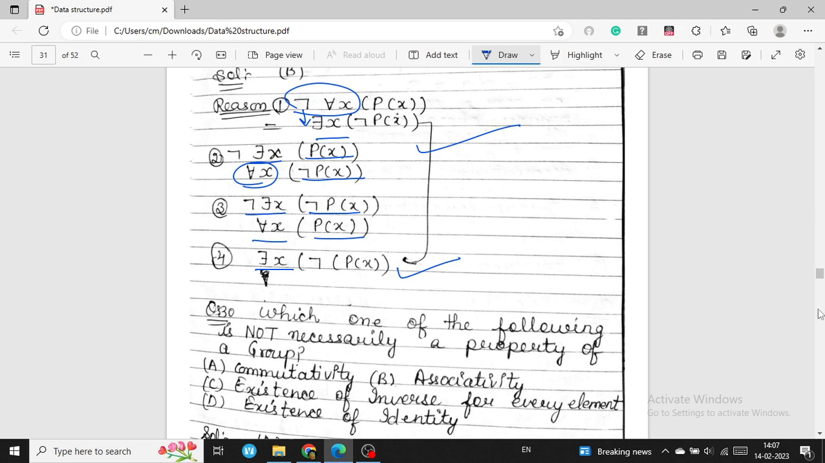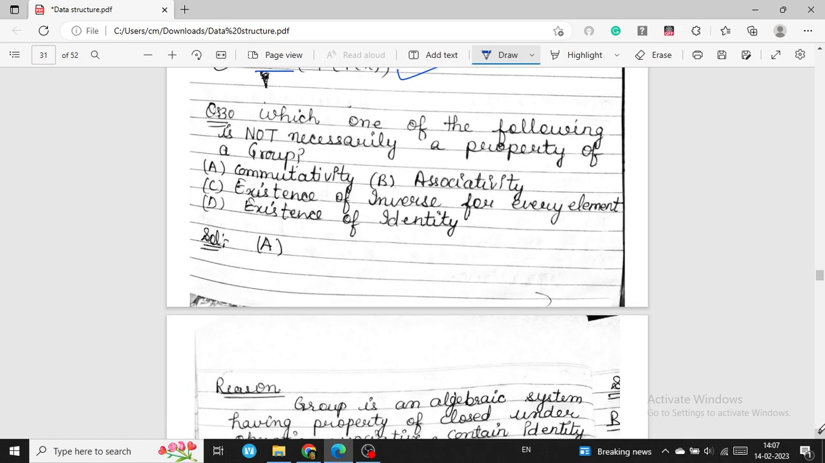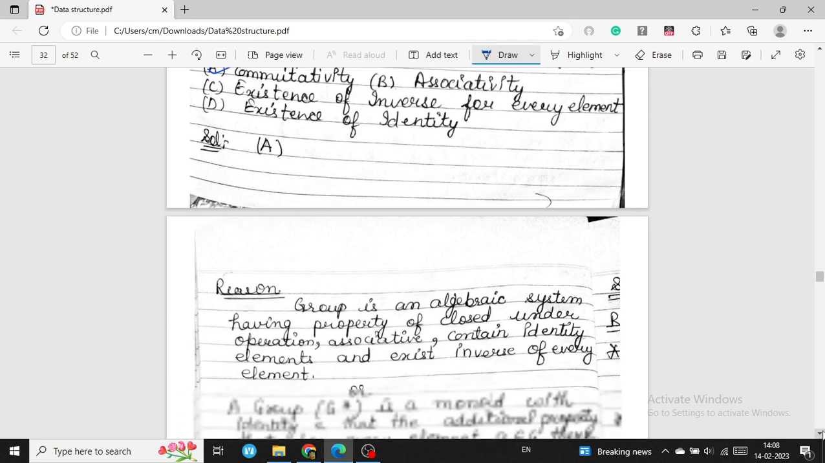Now next is, which one of the following is not necessarily a property of a group? Commutativity is not a property of a group. Now I am discussing all the other properties in detail.